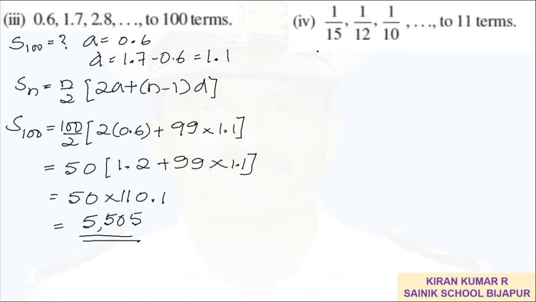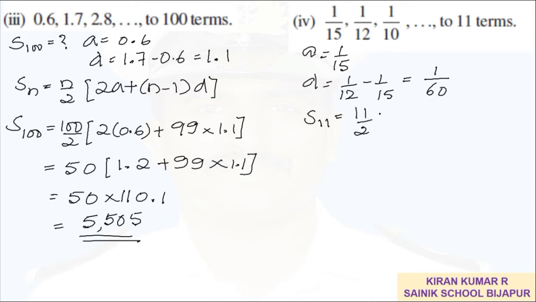In the fourth question we have got like a fraction. Here the first term is 1 by 15. The common difference is 1 by 12 minus 1 by 15. The LCM will be 60. In the numerator it will be 5 minus 4, so it is 1 by 60. Sum of 11 terms we need to find.